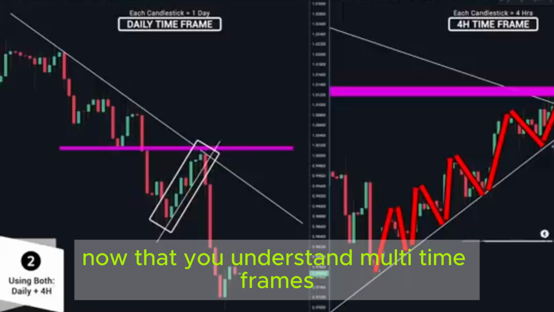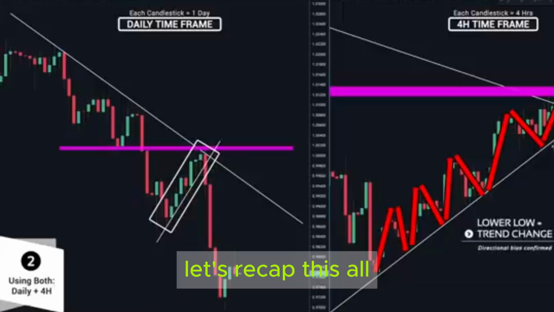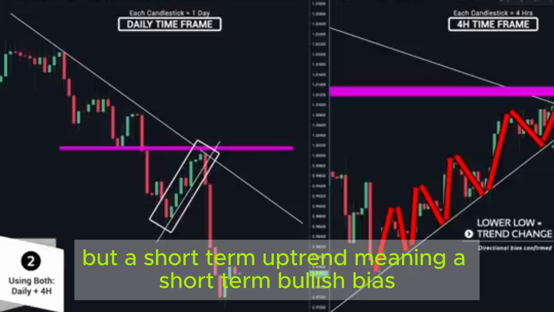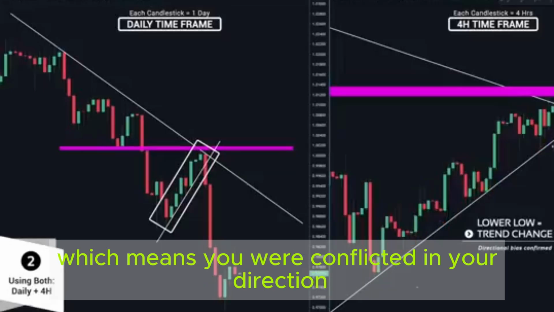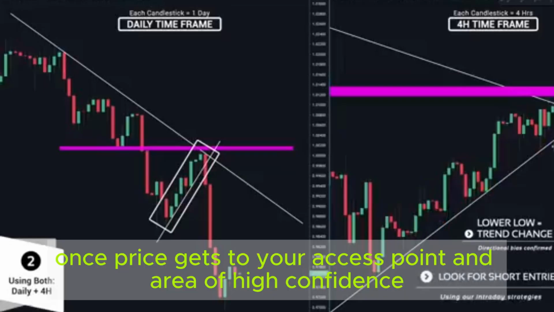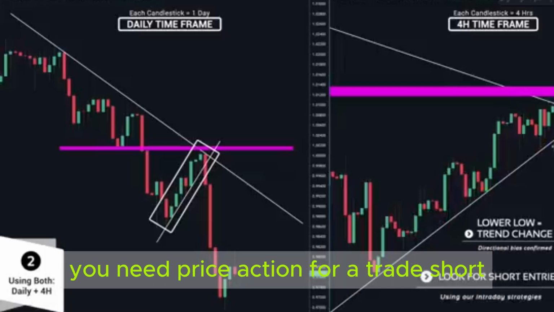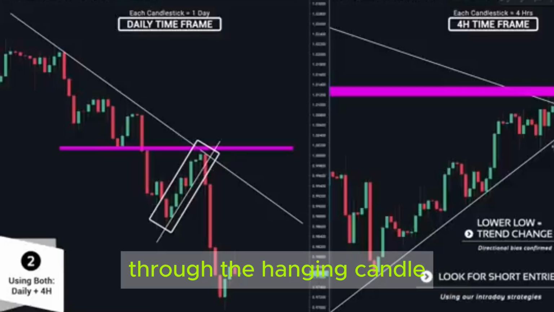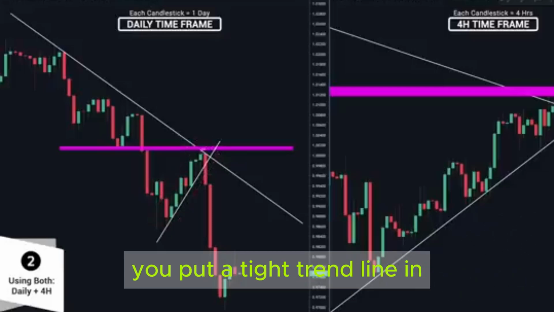Now that you understand multi-time frames, let's recap this all. You had a big picture downtrend, meaning a long-term bearish bias, but a short-term uptrend, meaning a short-term bullish bias, which means you were conflicted in your direction. Once price gets to your access point, an area of high confluence, you need price action for a trade short. Since you had a reaction to the access point through the hanging candle, you put a tight trend line in.